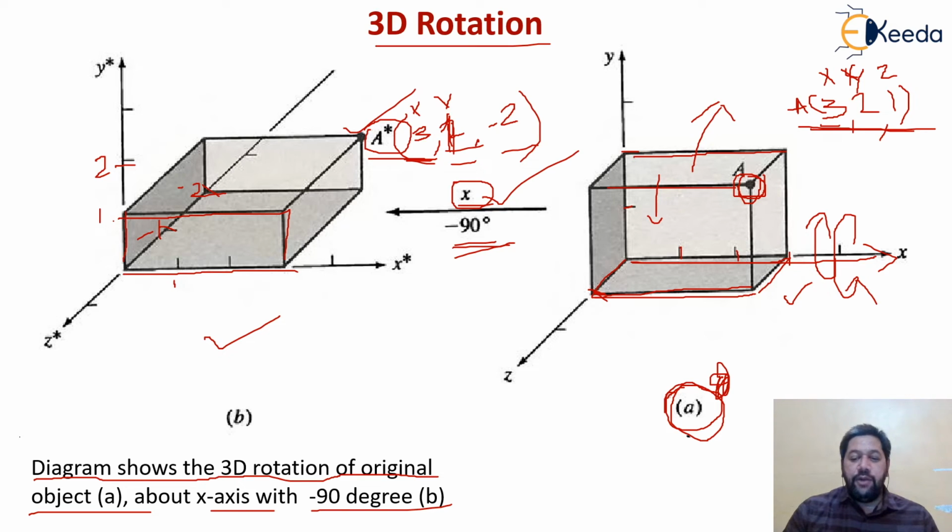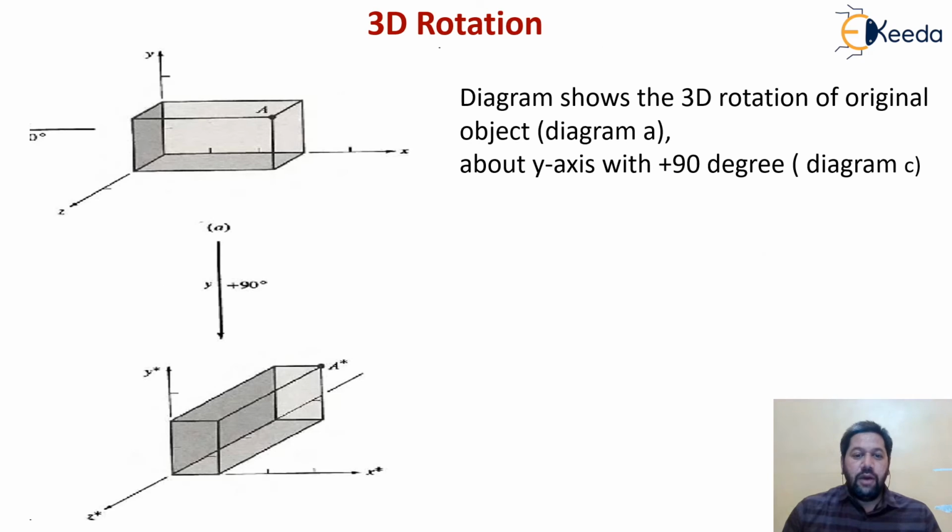Now in this slide we are just learning how it will be visualized, how the object will be moved, to have a thorough understanding of the three-dimensional rotation. Okay, so I'm moving to the next slide now to understand the point. Now you can find the 3D rotation again, but now the diagram shows the 3D rotation of the original object. Same, we have seen the same original object.